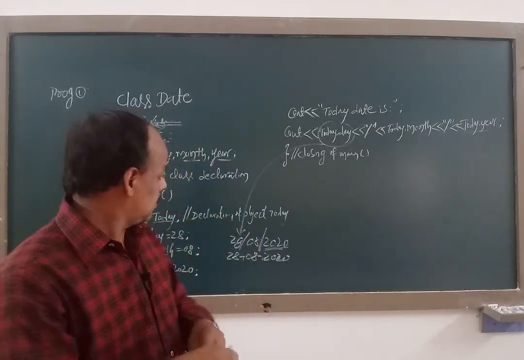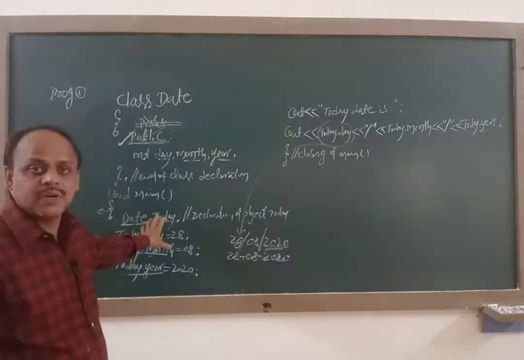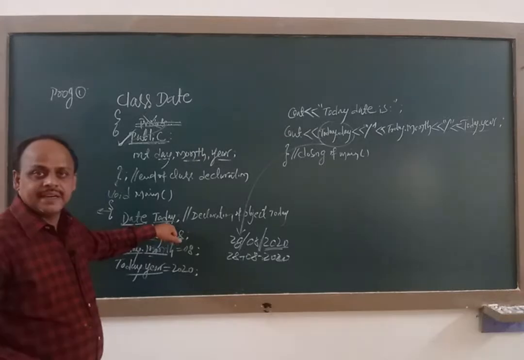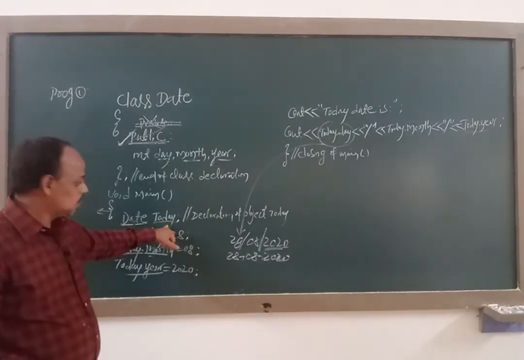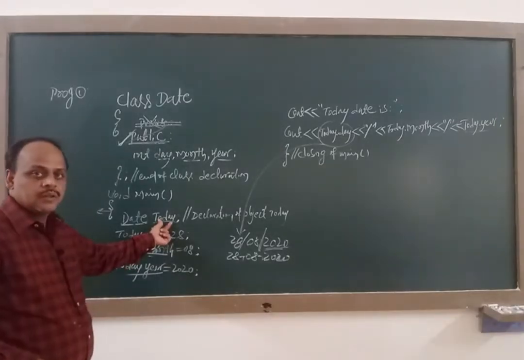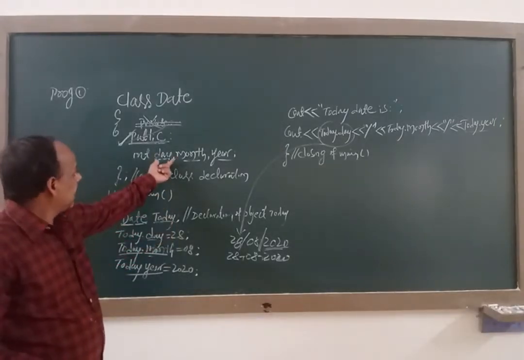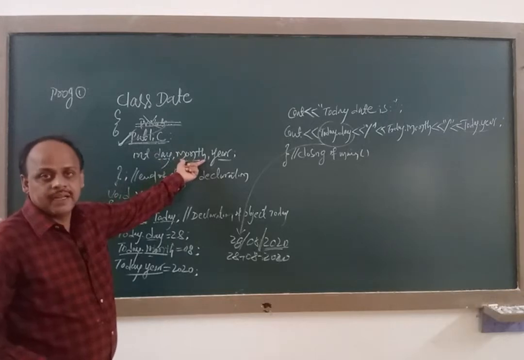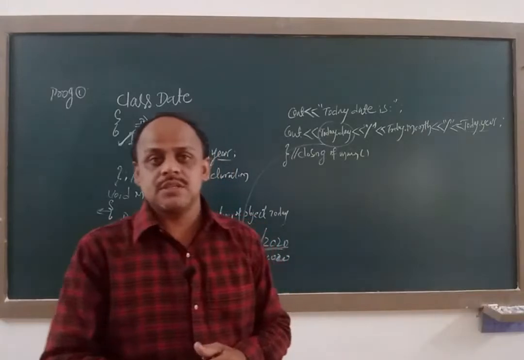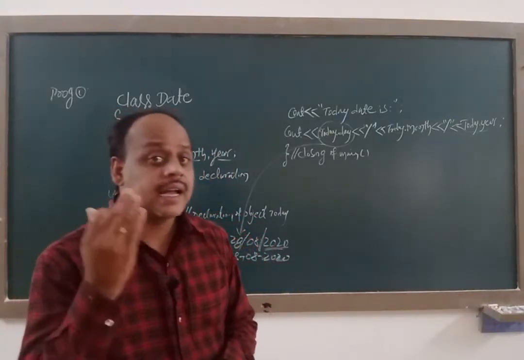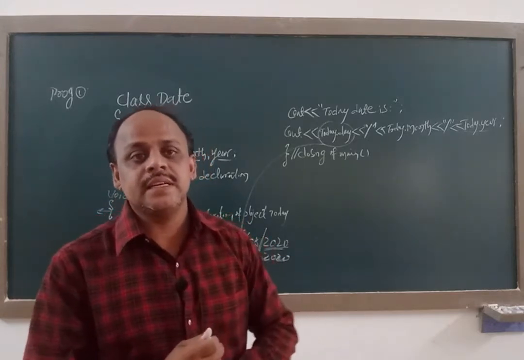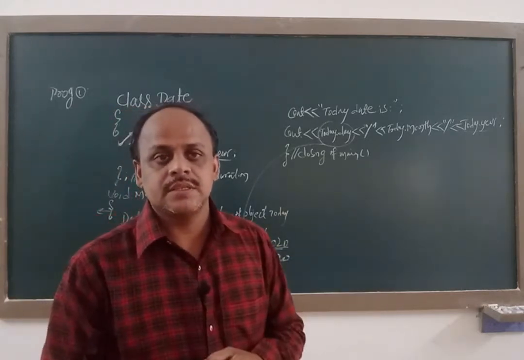But to complete this work, we need only one object. That's why I declared here only one object, today, because with the help of this object only we are accessing these data members. So like this, depending on situations, we have to declare the access specifier. Depending on situations, we have to consider member functions.